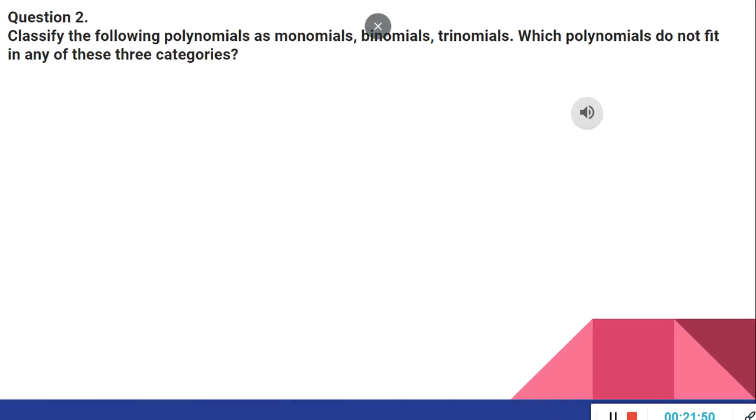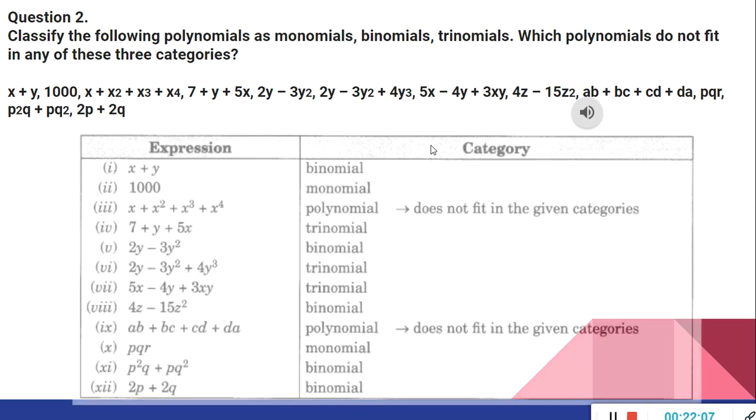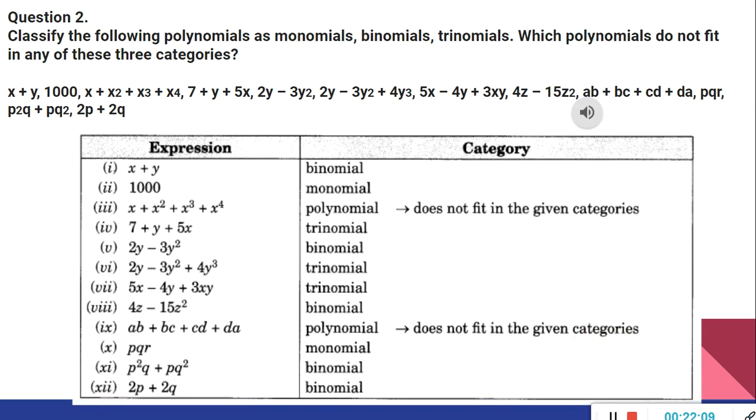Now second question. Classify the following polynomials as monomials, binomials, trinomials. Which polynomials do not fit in any of these three categories? First one, x plus y. X plus y is a binomial. Two terms are there. Next, 1000. 1000 is a monomial. Only one term is there.